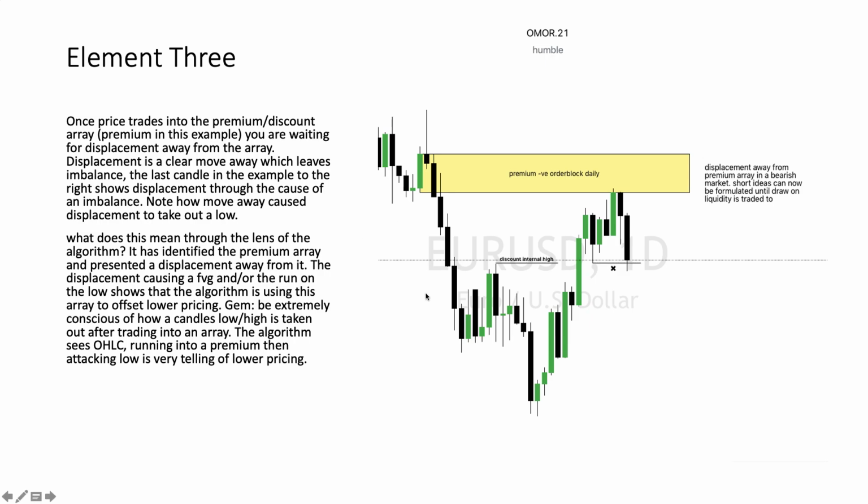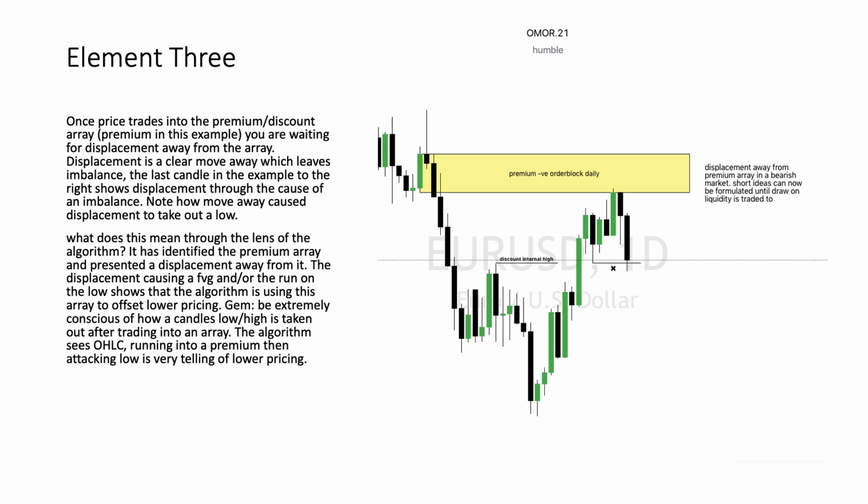So element 3, once price trades into the premium discount array, right? So in this example, it's a premium. You are waiting for displacement away from the array. Displacement, right? I get a lot of questions. What is displacement? I've been asked about it for some time, and I've had to save it for this chapter as it's the most relevant to chapter 4.